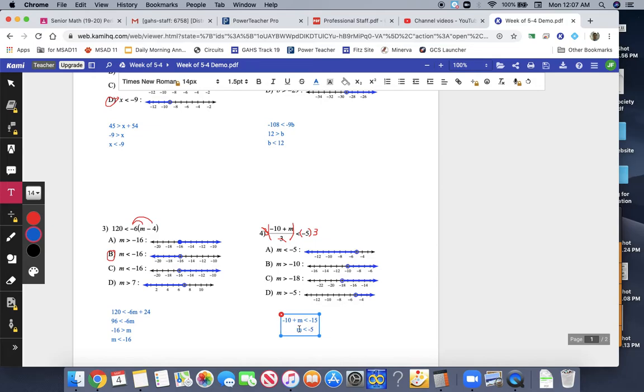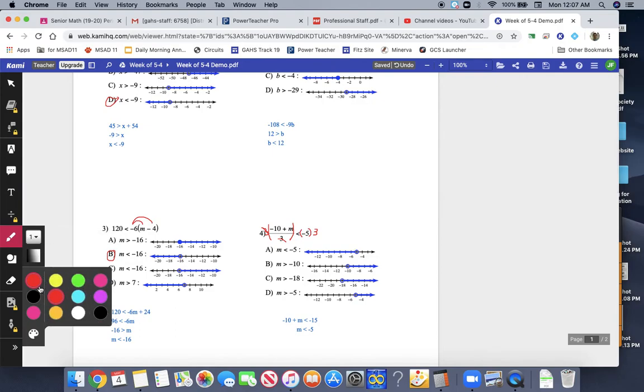And m is on the left. Finally, I don't have to do any reflecting there. So I want m is less than negative 5. Choice A is the choice. And that makes us happy because what we got was actually one of the lists that they had there.